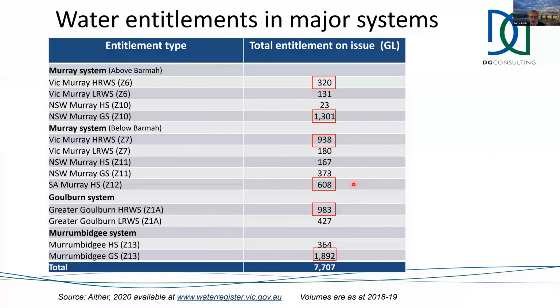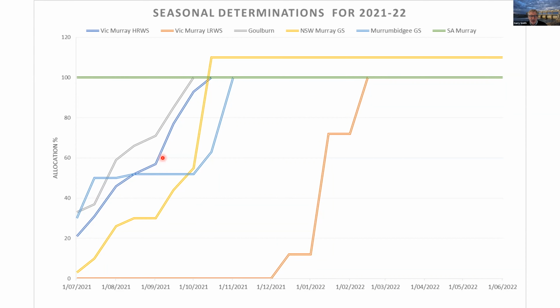So let's see how some of those major entitlement classes performed over 2021. Here we have a plot, and there are a few lines on there, so sorry if it's a bit busy, but let's step through it. The first chart, this grey line, is the Goulburn high reliability watersheds. This darker blue line is the Victorian Murray high reliability watersheds. You can see it going up quite nicely through July, slowing down a little through August, and then taking off again in September, as did the Goulburn high reliability watersheds. They both reached the maximum 100% allocation in about late September, October.